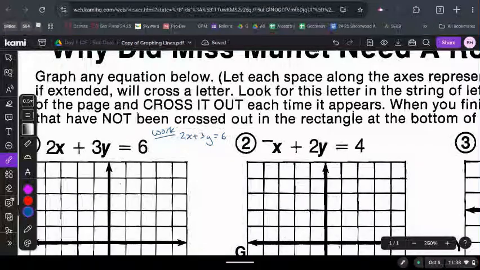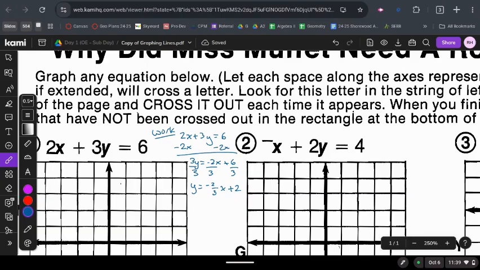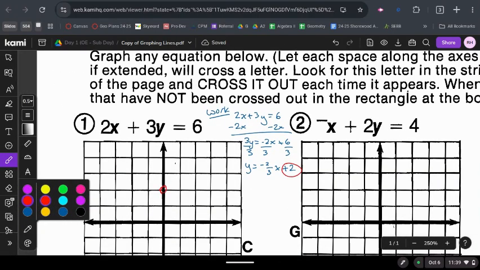So we need to get the y isolated, which means we start by subtracting that 2x from both sides. So I get 3y is equal to negative 2x plus 6. Then I can divide everything by 3, and we leave that negative 2/3 as just negative 2 over 3, because that tells us the rise over run. But the 6 over 3 we simplify down to 2. So that allows us to see that we've got a positive 2 as our y-intercept, so starting up here at 2. And then the rise over run is negative 2/3.